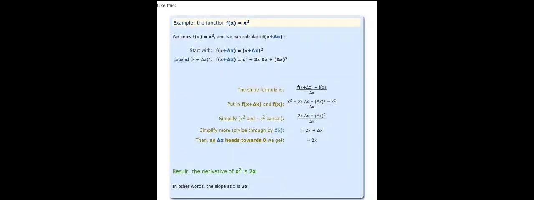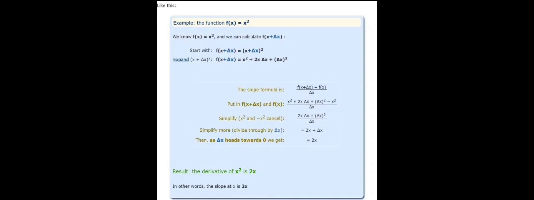Now we have here the example. The function f of x is equal to x squared. We can calculate f of x plus change in x. Start with f of x plus change in x equals x plus change in x squared. We can expand that to f of x plus change in x equals x squared plus 2x change in x plus change in x squared. Now we're just going to be using the FOIL method to be able to expand.